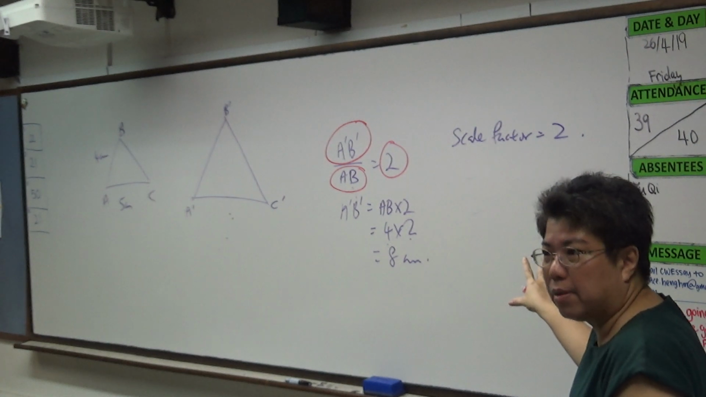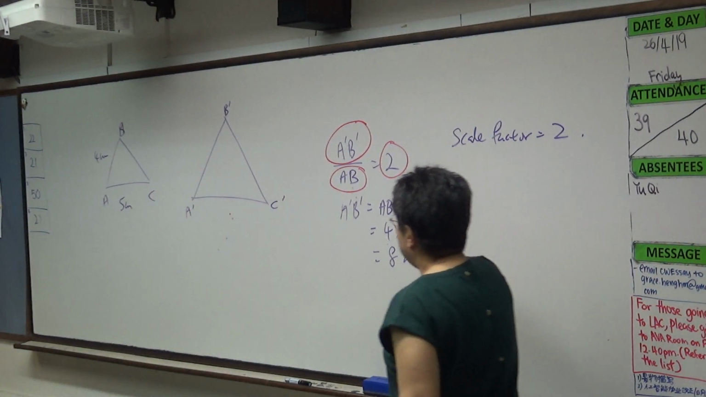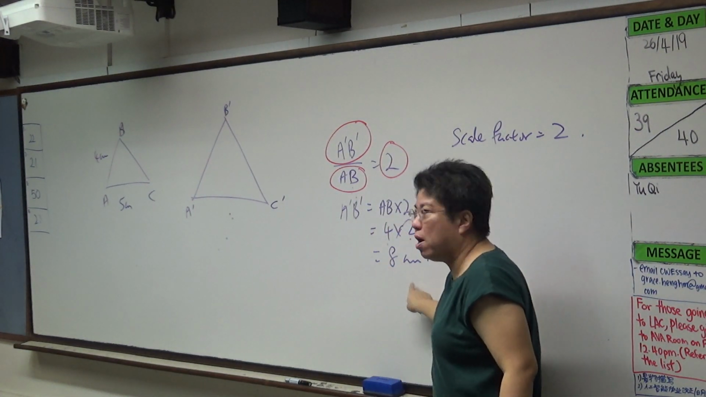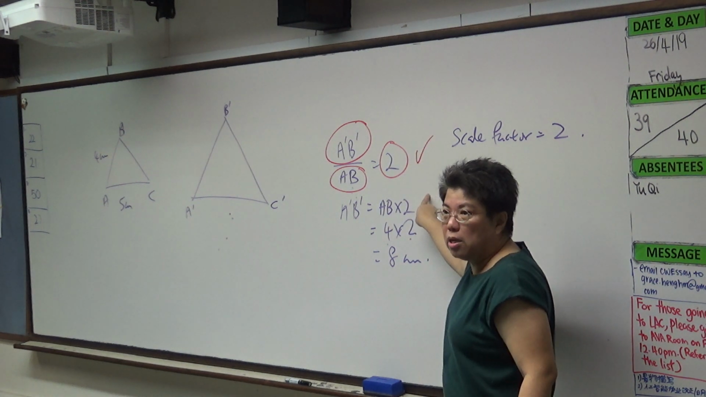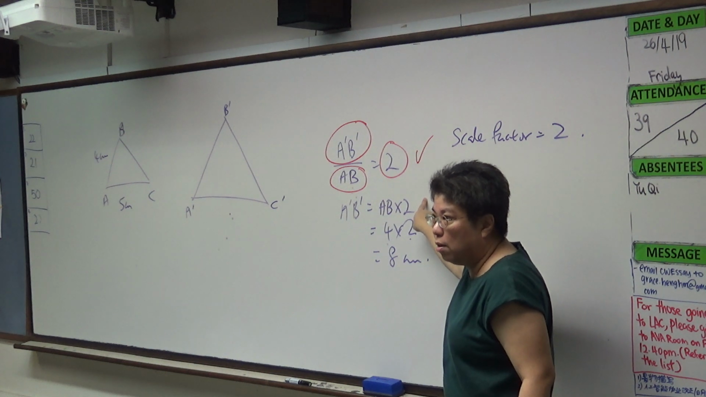Everybody understand? Okay, now can you see that? Actually it's from here that I get A prime B prime is 8 times 2. It's actually from here, this is the basis. It's the fundamental statement. Are you all okay?